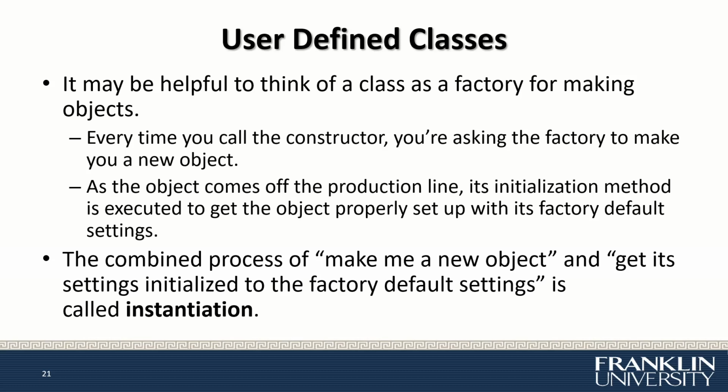The combined process of making a new object and getting its settings initialized to the factory default settings is called instantiation. When you instantiate the object, you make a new object and get the object set up with the default values, getting ready to use.